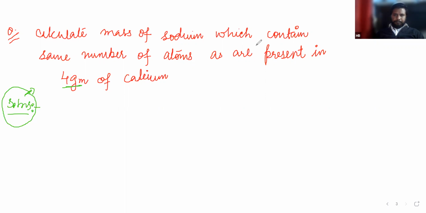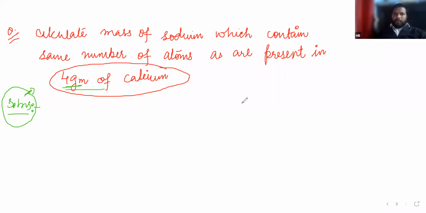Sir, can you do it, sir? Yes, why not? Calculate the mass of sodium which contains the same number of atoms as are present in 4 gram of calcium. We can easily calculate the number of moles of calcium because its mass is given. Using the formula, number of moles of calcium is equal to given mass upon molar mass, which is 4 upon 40, that is equal to 1 by 10 mole.